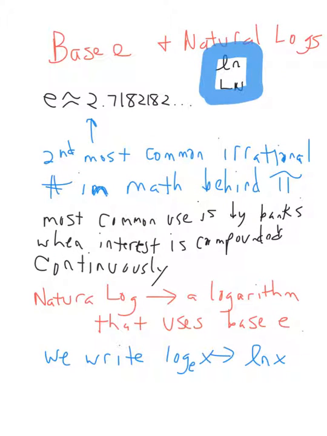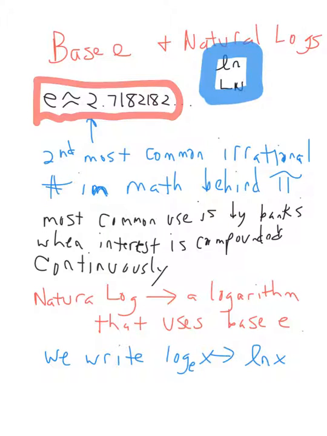In section 5 here, we're going to talk about a different kind of logarithm called a natural log and something called base E. And base E is this right here. E is approximately 2.7182182 and it goes on forever.